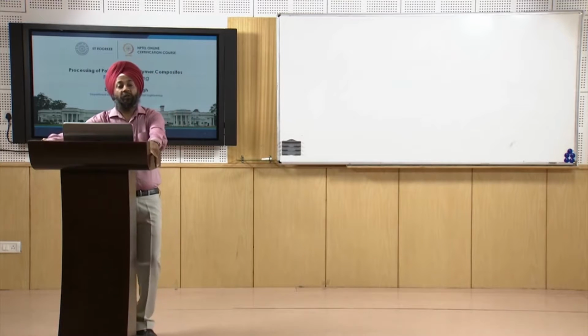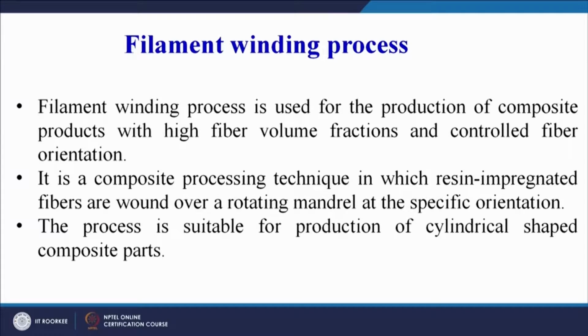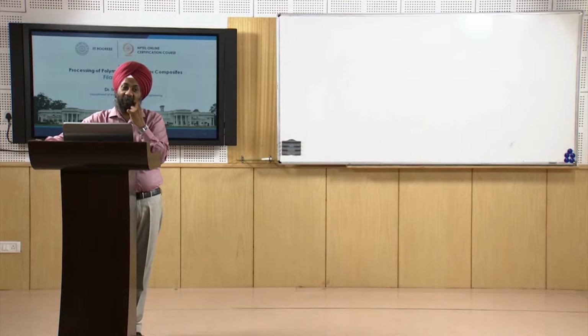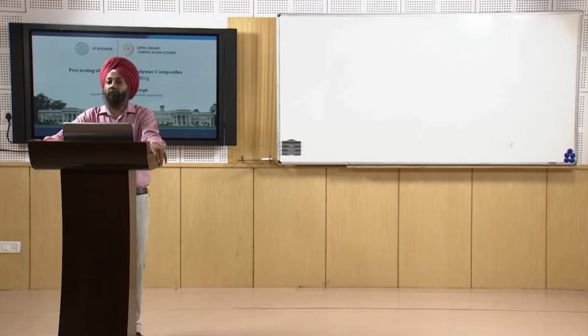So let us now go through the process of filament winding step by step. Let us read the content on the slide. Filament winding process is used for production of composite products. So it is a composite manufacturing process with high fiber volume fractions and controlled fiber orientation. So the important point to note here is that we can get high fiber volume fraction.